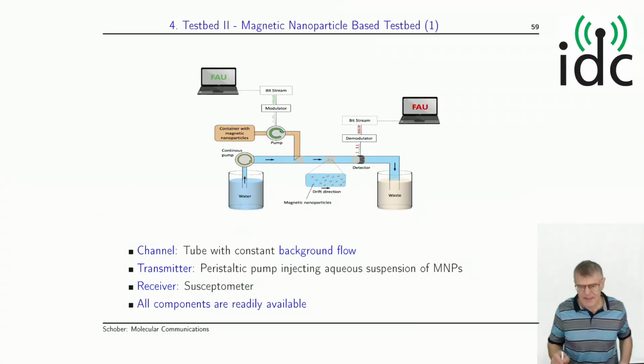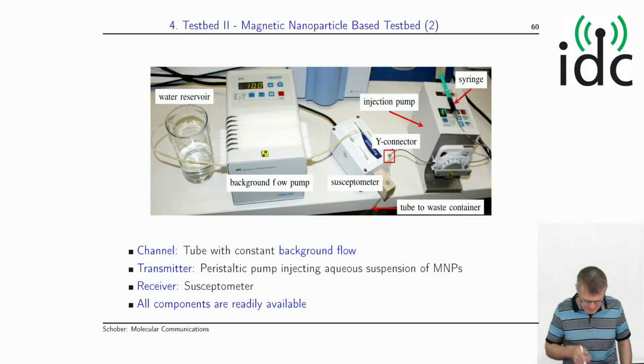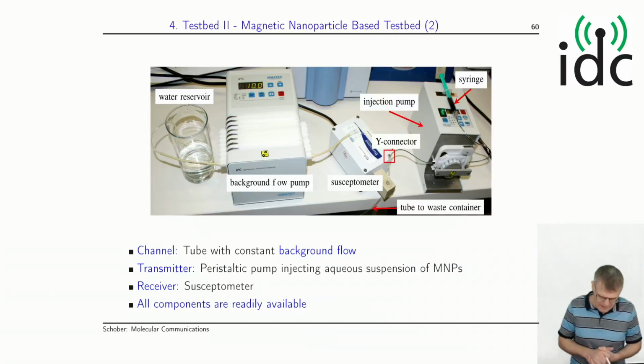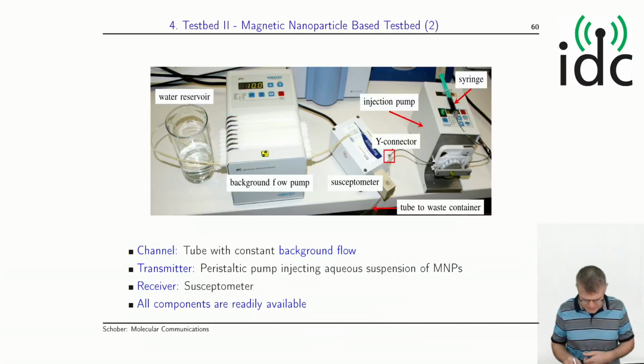And with this, you can send, again, simple binary messages as a proof of concept, right? So here you can modulate this pump, how it pumps in the particles, and then here you can basically record the signal and send a simple message. This here is the setup in the laboratory, right? So this is an older setup. By now we have a more sophisticated setup. This setup here uses custom off-the-shelf components, right? So this here would be the susceptometer. This here is the pump for the background flow, right? I think this is the pump that injects the nanoparticles.